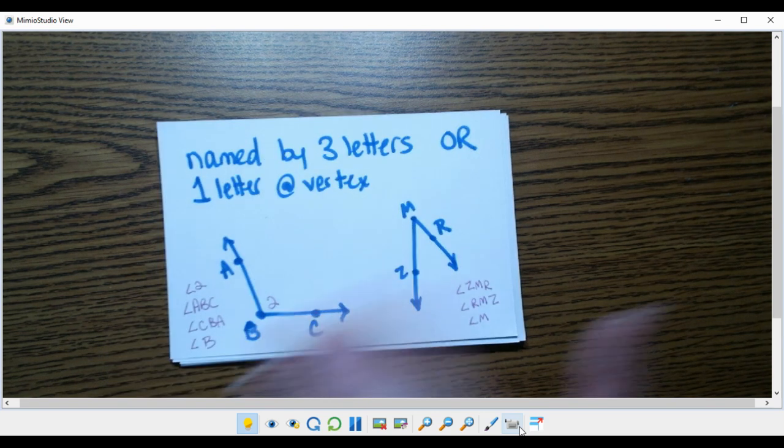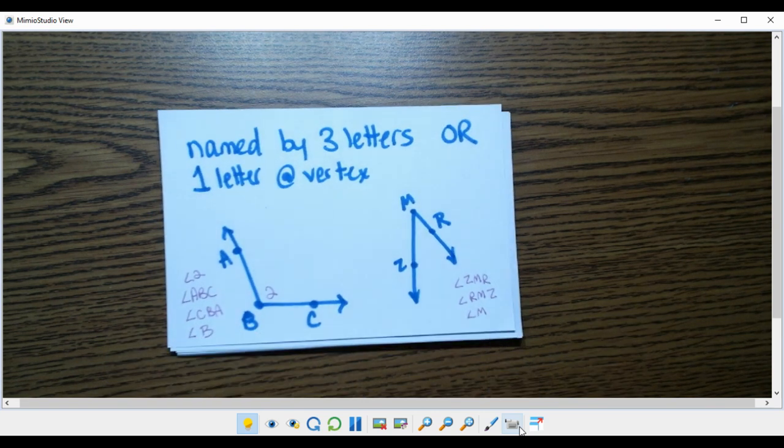Angles are named in several ways. You can name them by 3 letters, you can name them by a single letter, or if you've got a number in the middle, you can name it by the number. That has nothing to do with the measurement, it's just like a label.